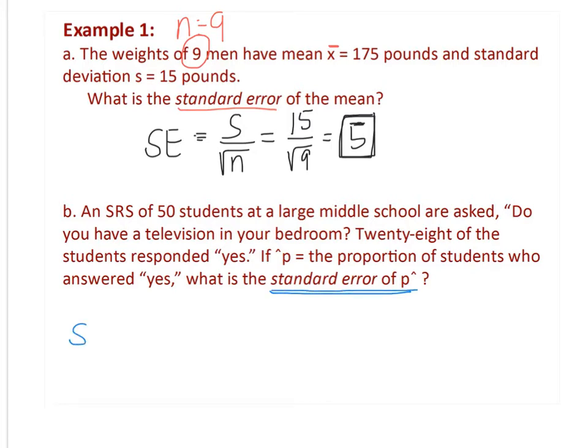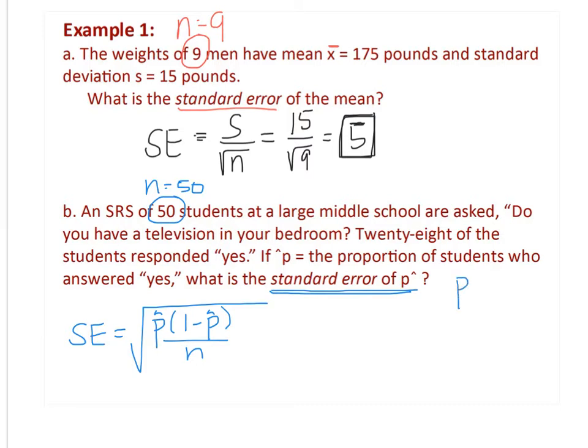If we look back for proportions, the standard error is the square root of P hat times 1 minus P hat over N. Well, I know that N equals 50, but P hat isn't given to me in the problem. It does say that 28 of the 50 students responded yes, so 28 over 50 is my P hat, and that's 0.56. Leave that as a decimal.